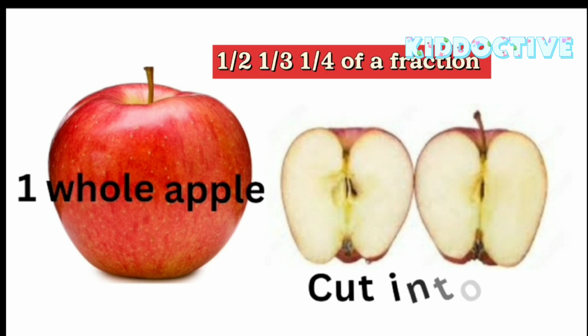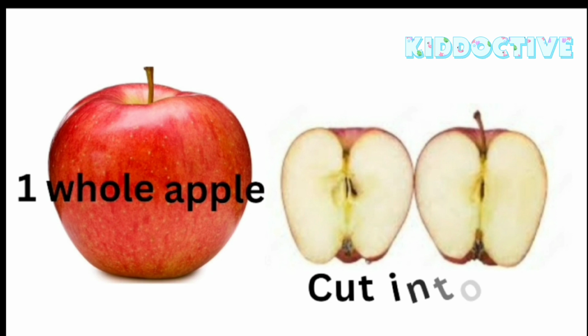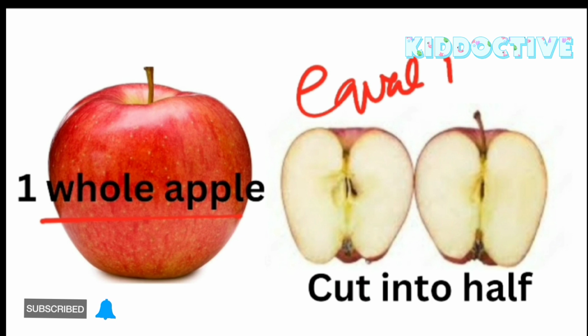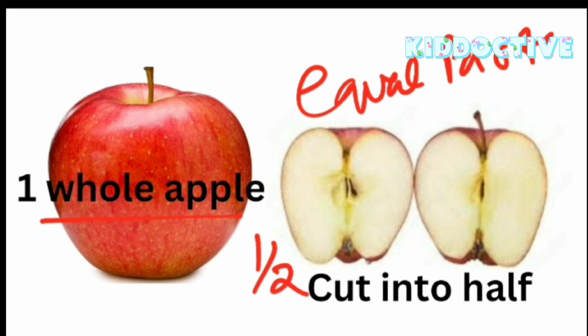Now we will discuss half, 1/3 and 1/4 of a fraction. So here you can see this is half. How? This one is a whole apple. Okay. When the whole is divided into two equal parts, then each part is considered as half. Okay. So half of 2 makes a whole.